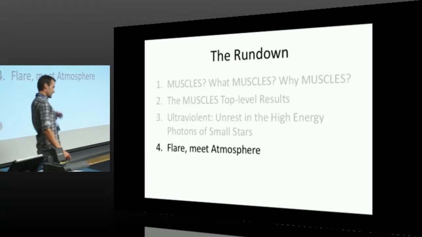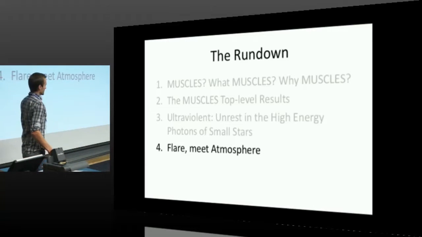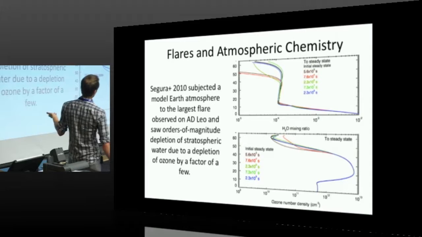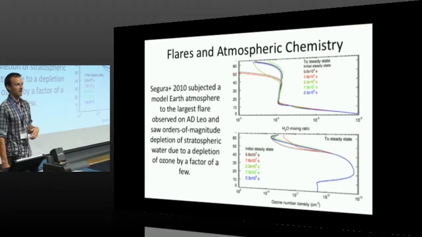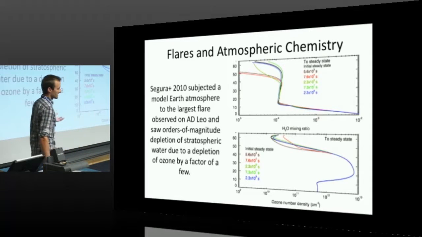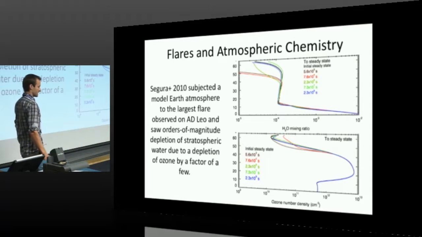OK, so what do these flares mean for atmospheres? Well, here I'm just going into the literature to give you all some perspective. There was a group that published a paper in Astrobio in 2010 where they exposed an Earth atmosphere to the largest flare that's ever been observed on an M star. And if they incorporate just the UV light, they get somewhat modest depletions of ozone, a factor of a few for ozone, and one order of magnitude for water. But there's not much water up at the levels where they saw that. So here you're looking at basically amount versus altitude.